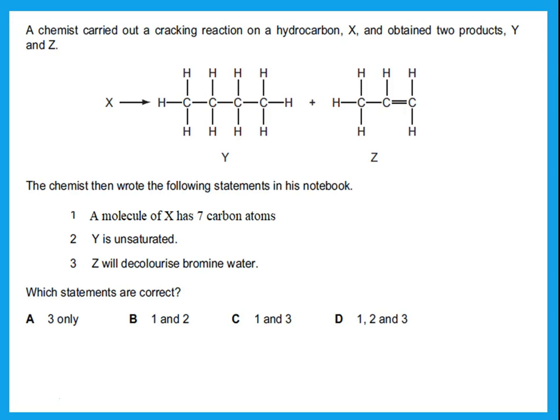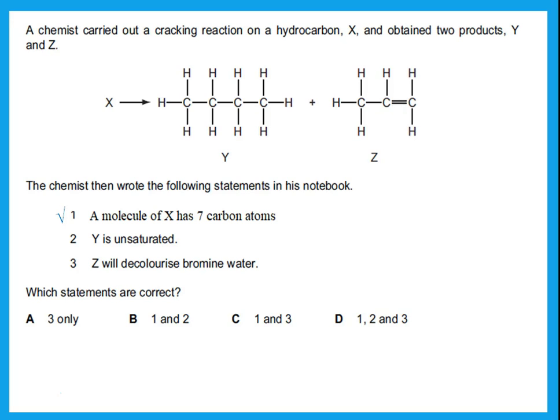Okay? A chemist carried out a cracking reaction on a hydrocarbon. The chemist then wrote the following statements in his notebook. Which statements are correct? So he's saying a molecule of X has 7 carbons. Well, let's see. X should have the total number of carbons that are after the arrow. So how many carbons do we have after the arrow? 4 plus 3, that's 7. So 1 is correct, right?